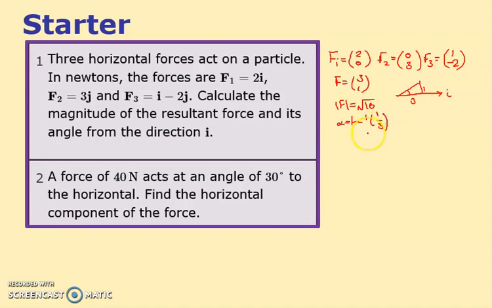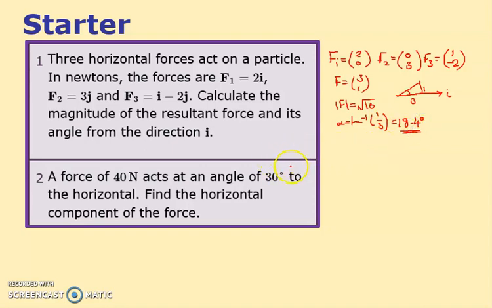Always do y divided by x. So inverse tan. I need to make sure I'm in radians at the moment, so let's get out of that. In degrees, inverse tan of 1 divided by 3. Now I get 18.4 degrees. So it's quite straightforward, that question. Fingers crossed I've done it right.